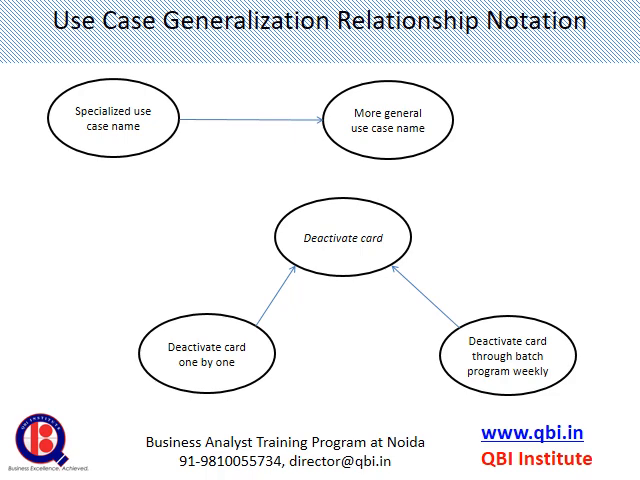Use case generalization relationship notation. The notation of the generalization relationship between use cases is that of an arrow. The arrow initiates from the specialized use case and points towards the more general use case. So you can see here, deactivate card is the generalized use case, and then there are two specialized use cases: deactivate card one by one, and another use case, deactivate card through batch program every week.